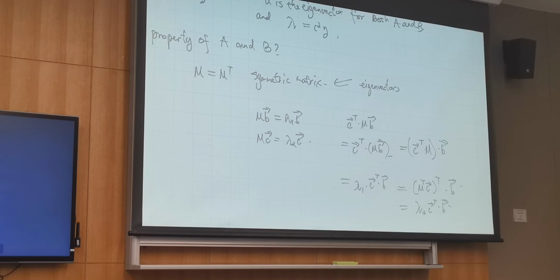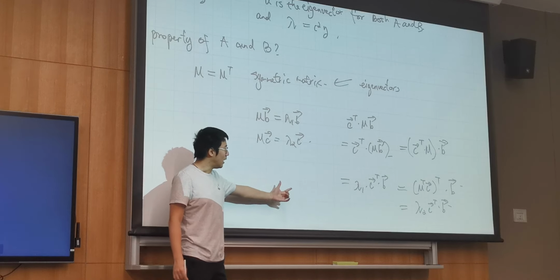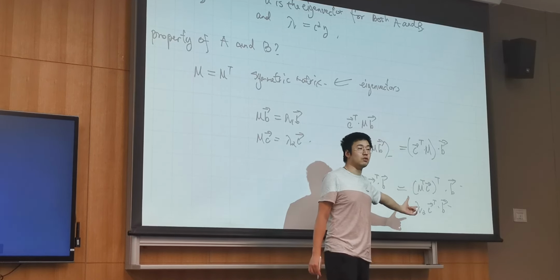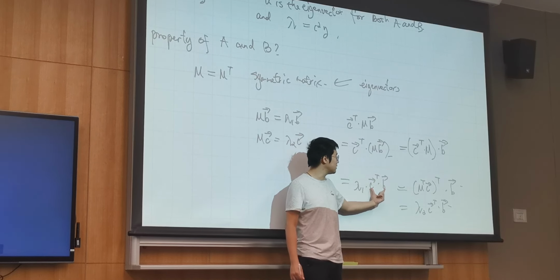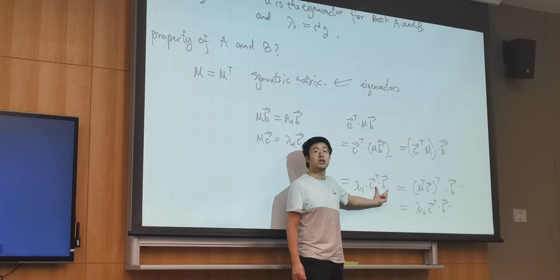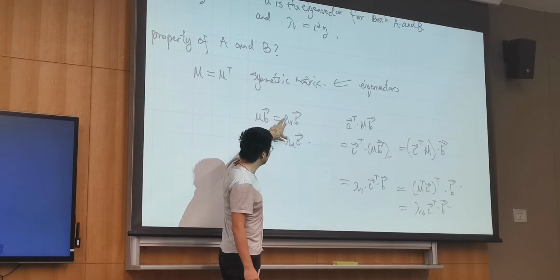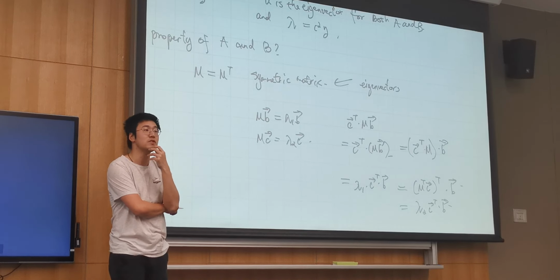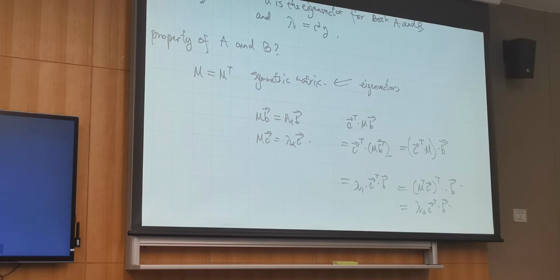So what does that mean? If lambda 1 doesn't equal lambda 2, then the only way for this equation to hold is that C transpose B goes to 0. That means for any two eigenvectors of a symmetric matrix that do not share the same eigenvalue, they should be orthogonal to each other.